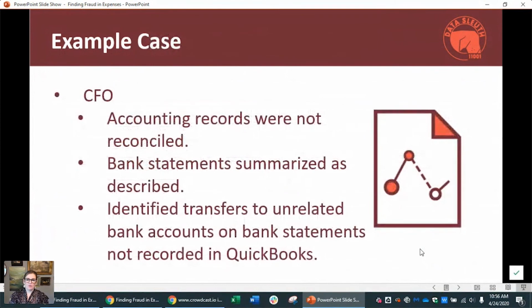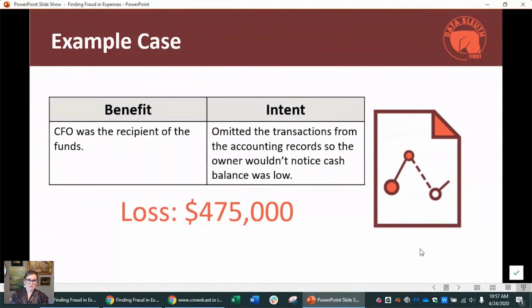First, I had this CFO and the accounting records were not reconciled, which is super common. I know as accountants, it kind of blows our minds, but they weren't reconciled. And the bank statements were summarized just as we described. We just looked for LLCs, Inc., transfers, whatever. So we identified transfers to unrelated bank accounts on the bank statements, but they had not been recorded in QuickBooks. So if we had been only relying on QuickBooks, we would have missed all of these transfers. By looking at the bank statements, we were able to identify the loss of $475,000.